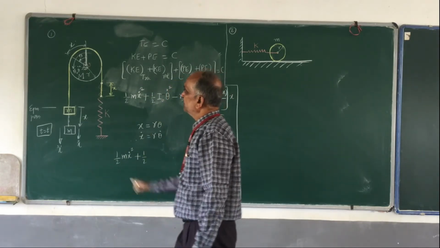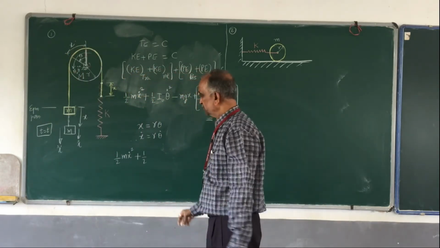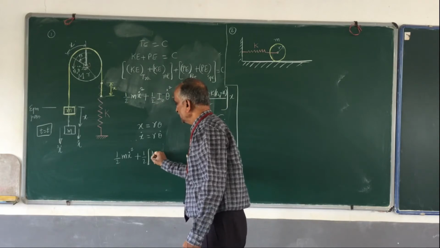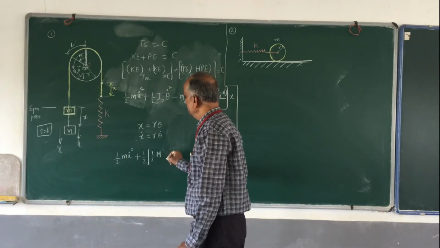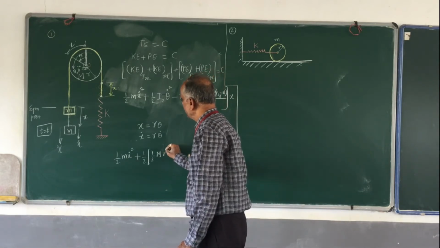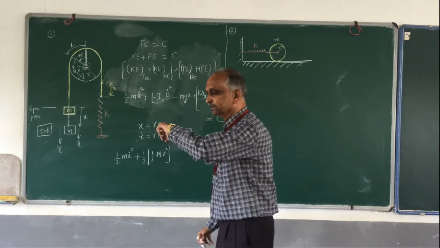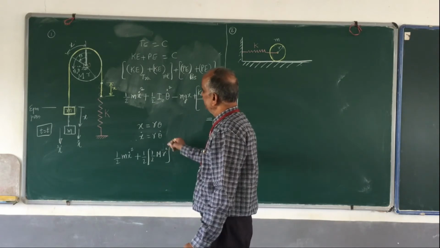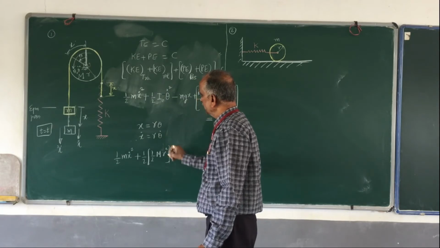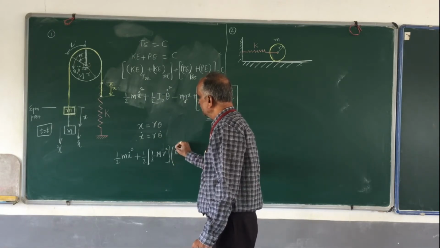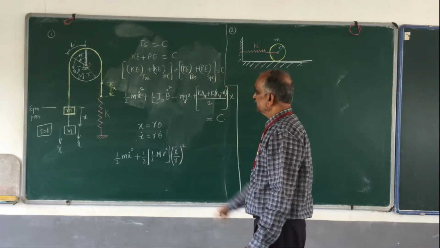I naught, the moment of inertia of the cylinder or of the disc, is given by a formula which you all are expected to know: half mass into r square. Half mass multiplied by r square is this thing. So this is I naught, and into theta dot. Theta dot is nothing but x dot divided by r, whole square. So that is this term.